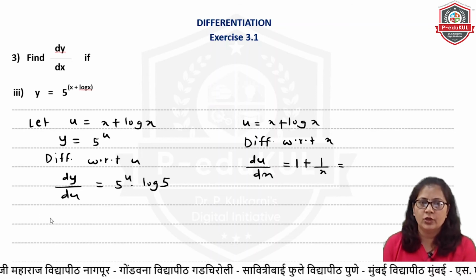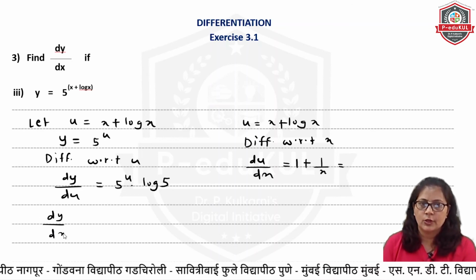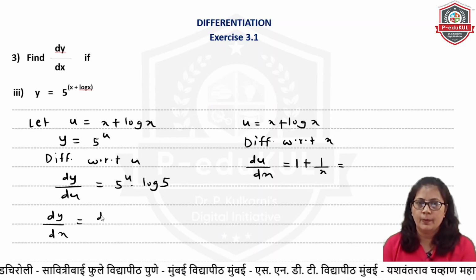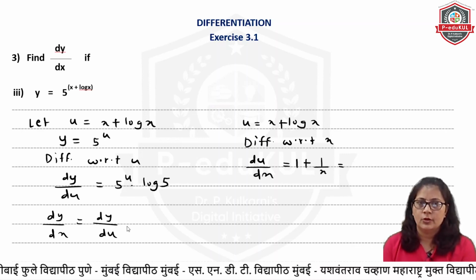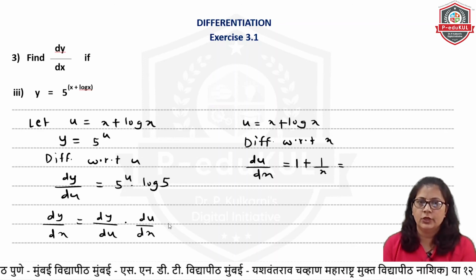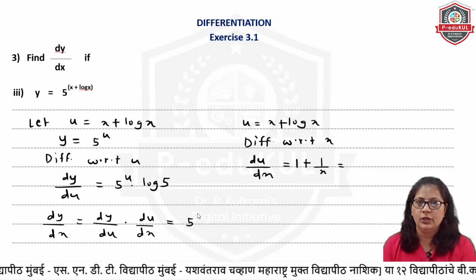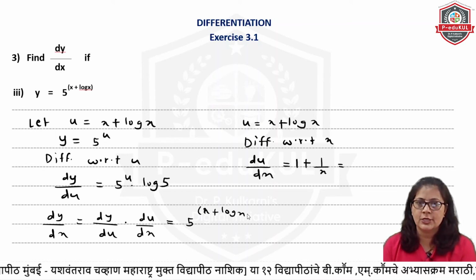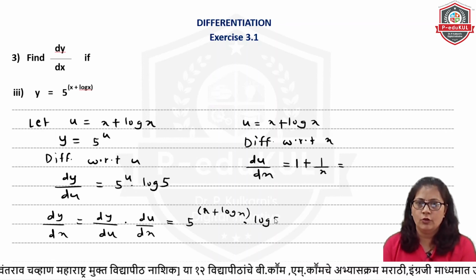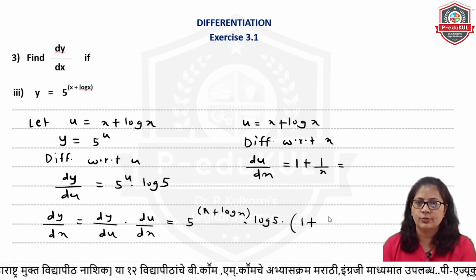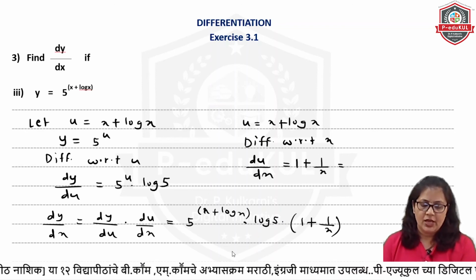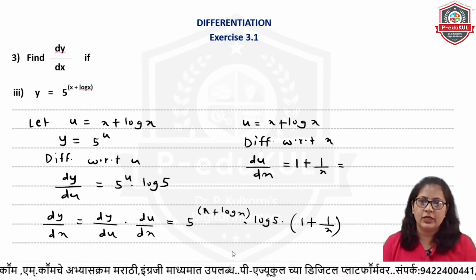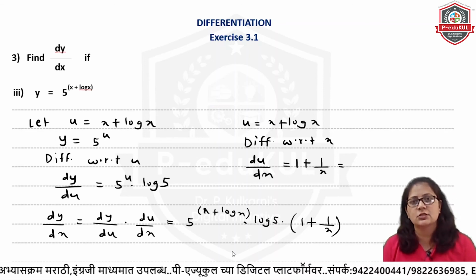And then now I will put the values: dy by dx is dy by du into du by dx. So that will be 5 raised to x plus log x into log 5 into this 1 plus 1 upon x. As I said, there is no need of simplification of this. So see, very quickly, very fast we have done the exercise 3.1.